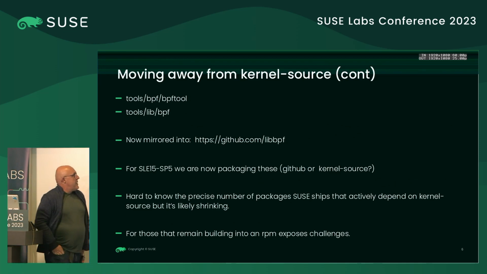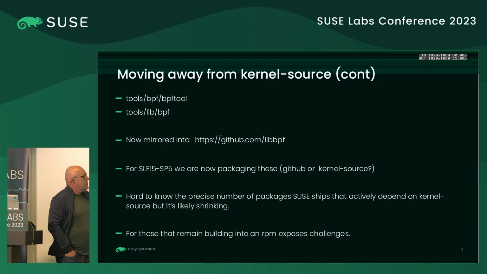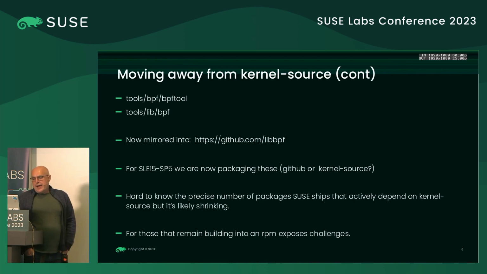And for BPF and bpftool, something similar is going on because they exist in the kernel tree, but they're also now being mirrored into GitHub. And Xiongxi is going to be packaging these for SP5, and I think it's an open question as to whether he's going to use the GitHub version or the kernel source version. One of the things is it's hard to know how many packages we actually build out of these dependencies for SLE. There's no real way to know. But for the ones that we do, building them into an RPM can be challenging.